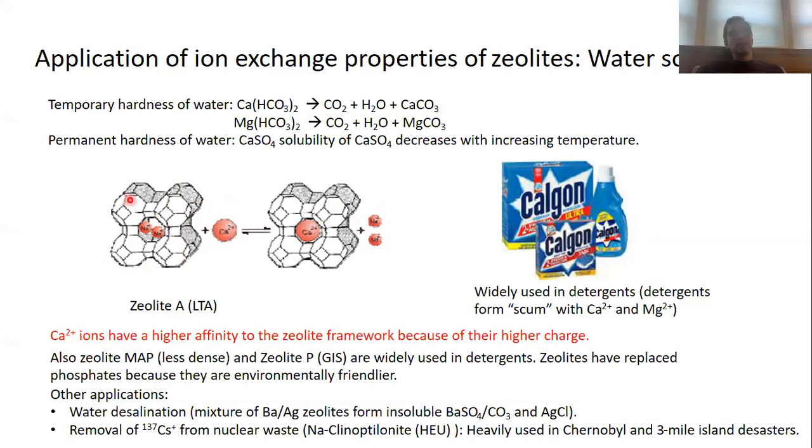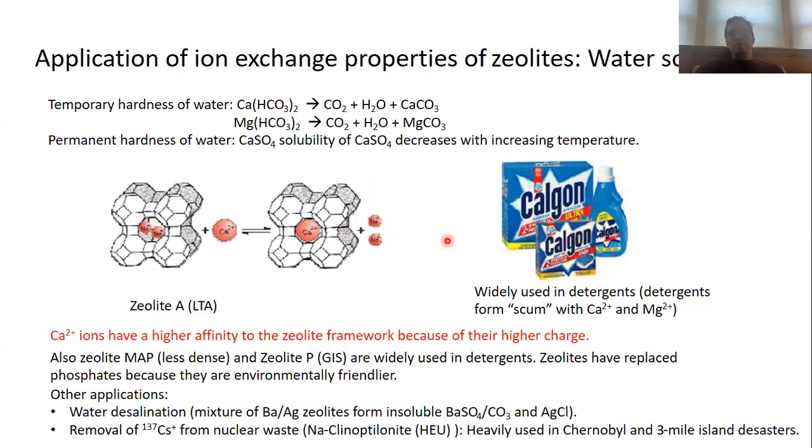Okay, so the zeolite has a higher affinity for calcium 2+ than for sodium+, simply because of electrostatic arguments. Okay, so the calcium 2+ has a higher positive charge, therefore the electrostatic forces between the calcium 2+ and the zeolite are stronger, therefore the zeolite has a selectivity for calcium 2+ over sodium+.